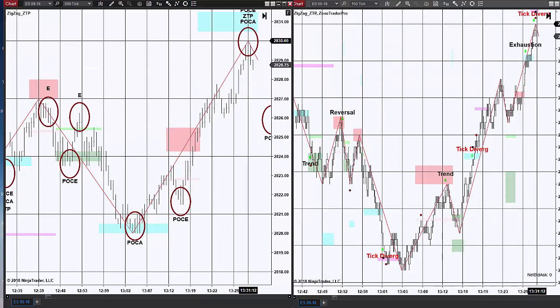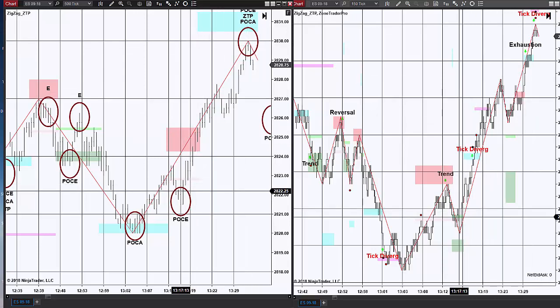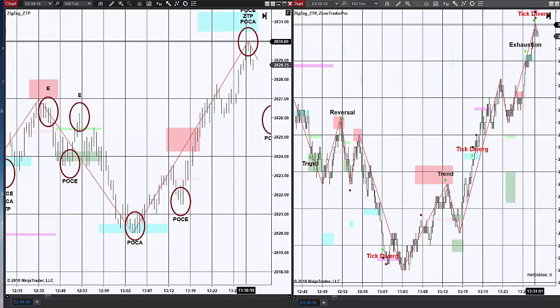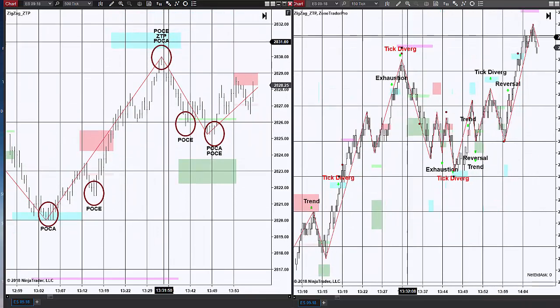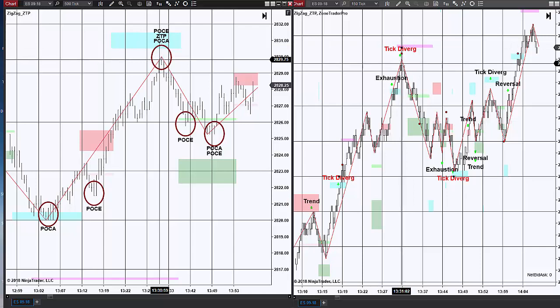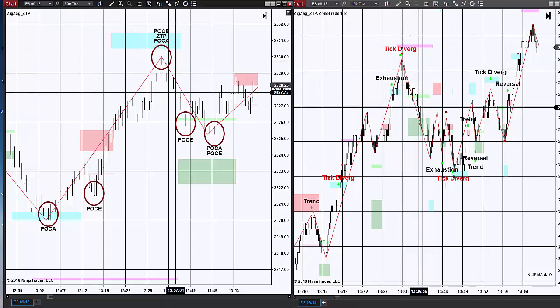The market went straight up 9 points. There were no ZoneTrader Pro order flow sell signals in this entire 9-point run. Up at the top here, we again see a point of control extension, ZTP, and a point of control absorption. That takes the market down another 5 points.